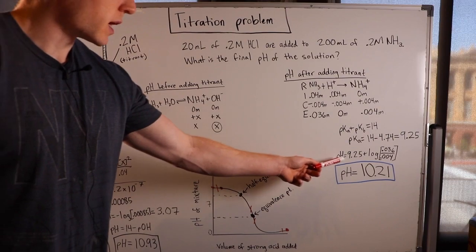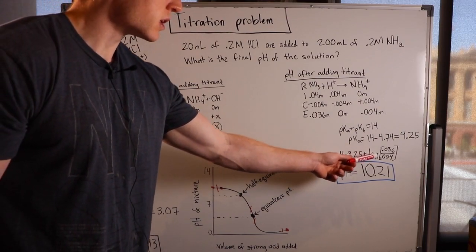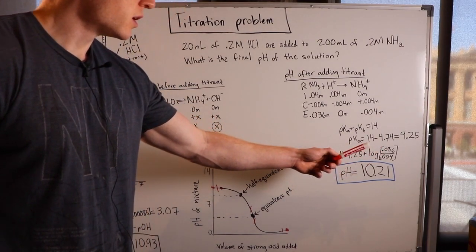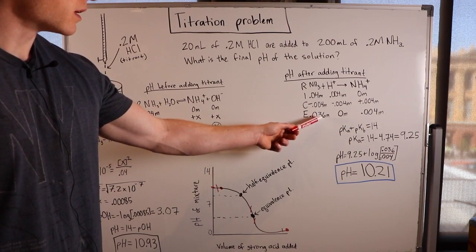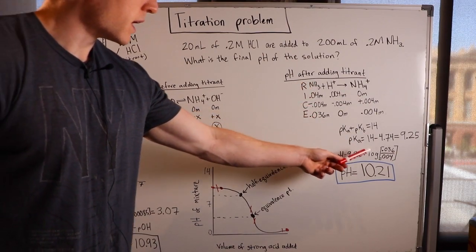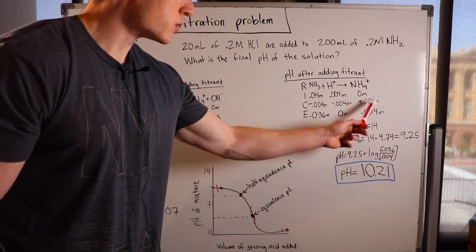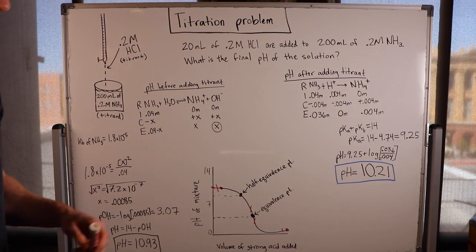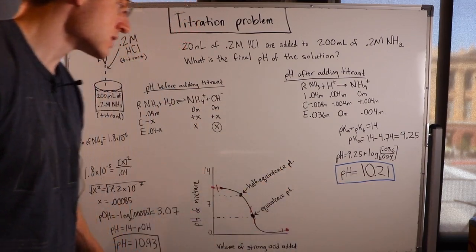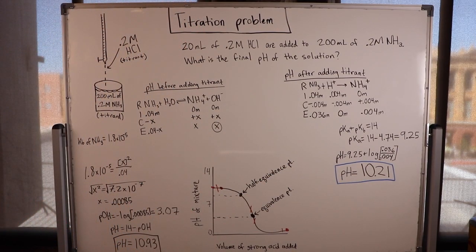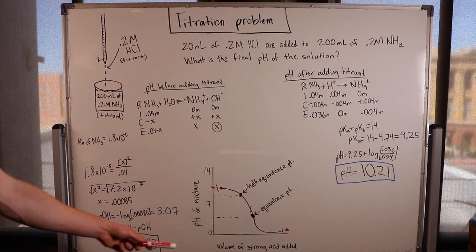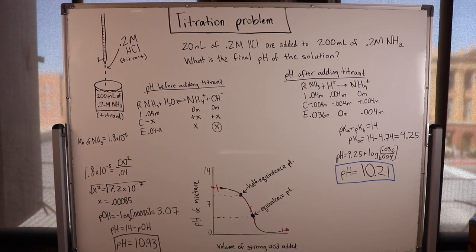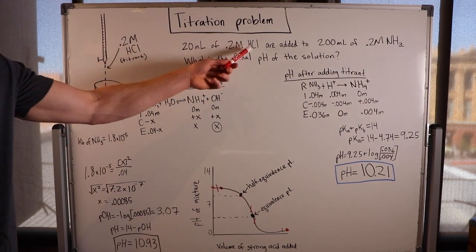So that's what's going to go into our Henderson-Hasselbalch equation. So pH equals 9.25 plus log of 0.036, which was our conjugate base here, and then 0.004, which was our weak acid. Remember the general setup for Henderson-Hasselbalch equations. And we'll get our final pH to be 10.21. So we started with a pH of 10.93 and only went down to 10.21. That's not a very significant change, especially for adding a strong acid like HCl.